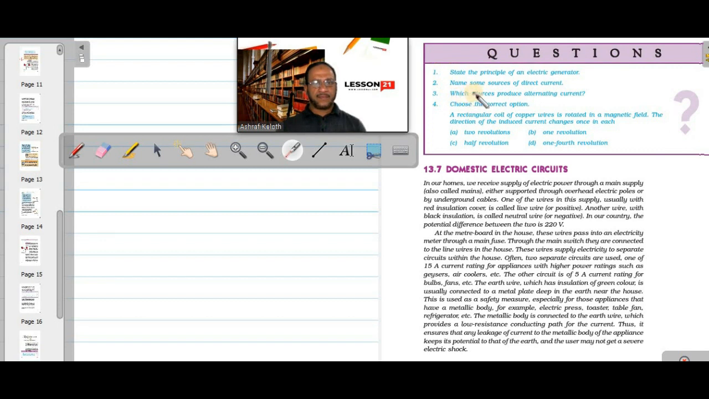Name some sources of direct current, DC. Battery, then cell. Cell and battery are almost the same. Only a single one is called a cell. If it is a combination of cells, that is called a battery. Battery or cell. Then DC generator, solar cell. Question.